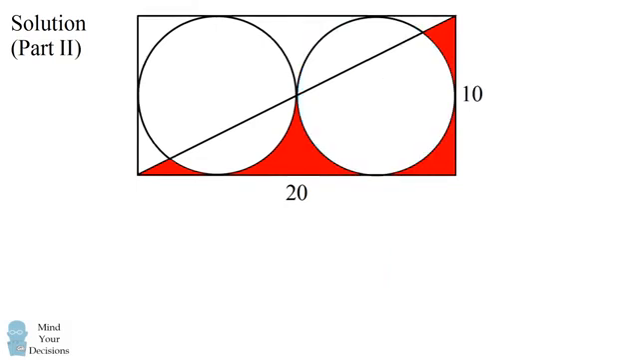Now let's tackle the second part of the problem. We know the area of the red regions as illustrated is 100 minus 25 pi. The second part says, what would happen if you remove this region from the lower left-hand corner? So we can solve for the red regions by solving for the area of this particular piece.